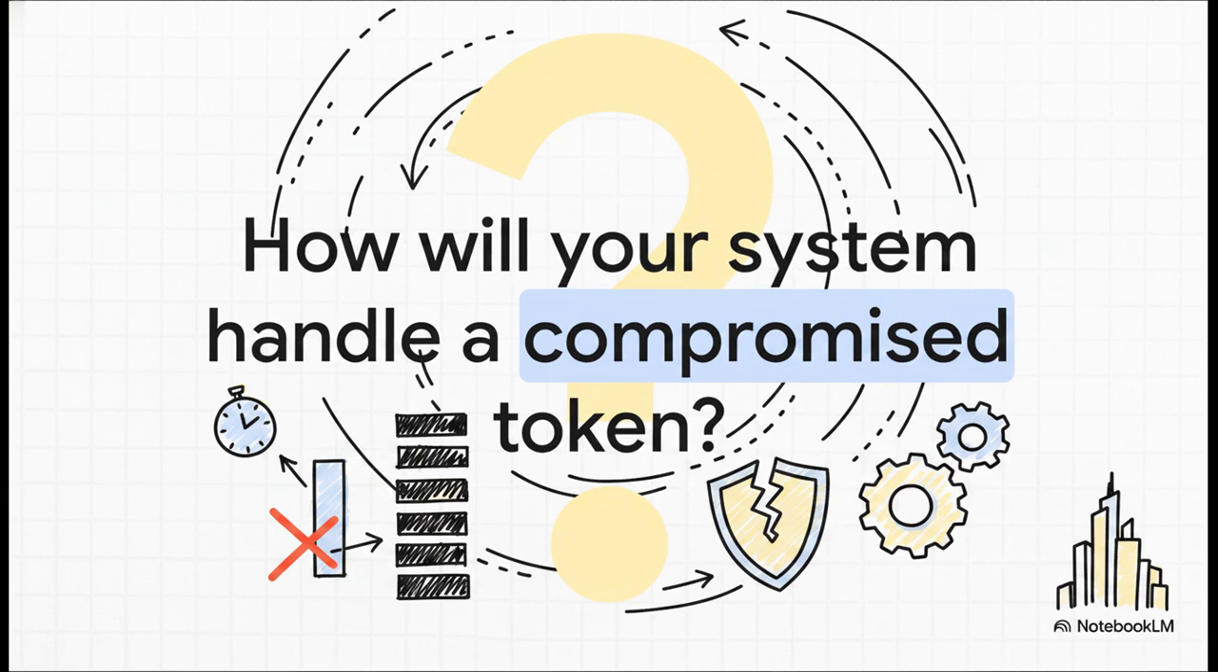Are you going to rely entirely on short expirations, or will you maybe introduce a token blacklist, essentially sacrificing a little bit of that statelessness for the sake of security? Understanding those exact trade-offs, well, that's the mark of a truly great systems architect.